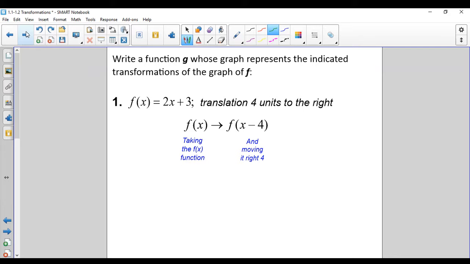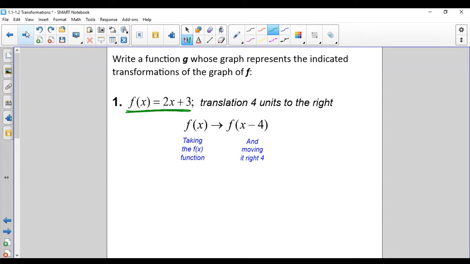I'm asking you to write a function g whose graph represents the indicated transformations of the graph of f. There are no graphs being used. We're just going to do this algebraically. I give you the function f of x equals 2x plus 3. This is a linear function, and I want to move that exact function 4 units to the right.